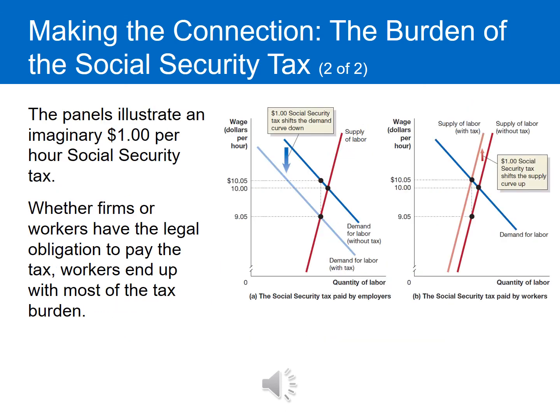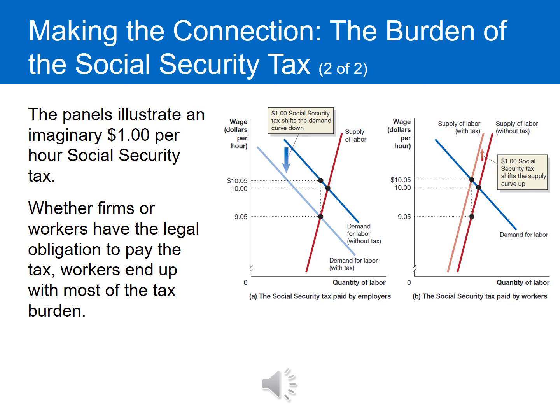So now let's use our model of supply and demand to explore what exactly happens. The panel on the right illustrates an imaginary $1 per hour Social Security tax. So now you can see between the two, whether firms or workers have the legal obligation to pay the tax, workers end up with most of the tax burden. So let's look at the first panel. In this case, Social Security tax is paid by employers.